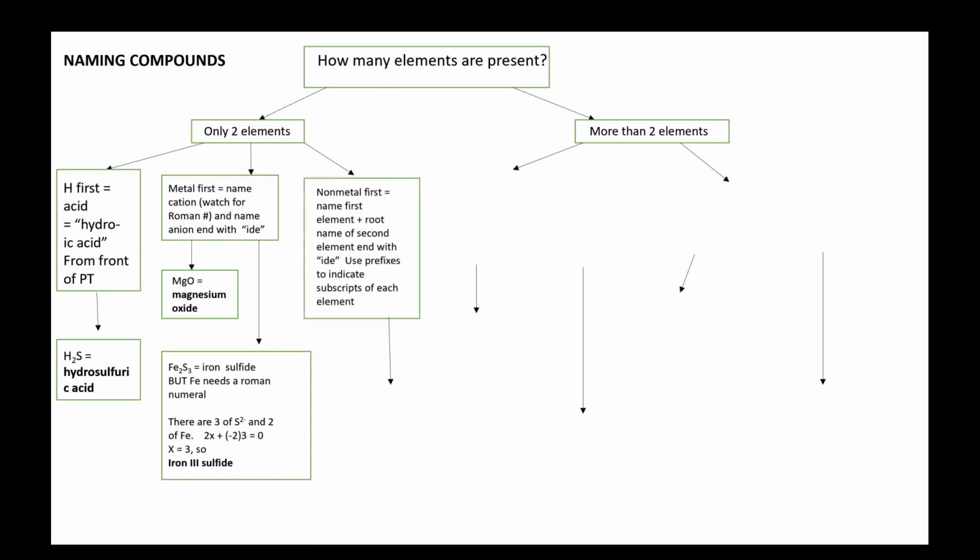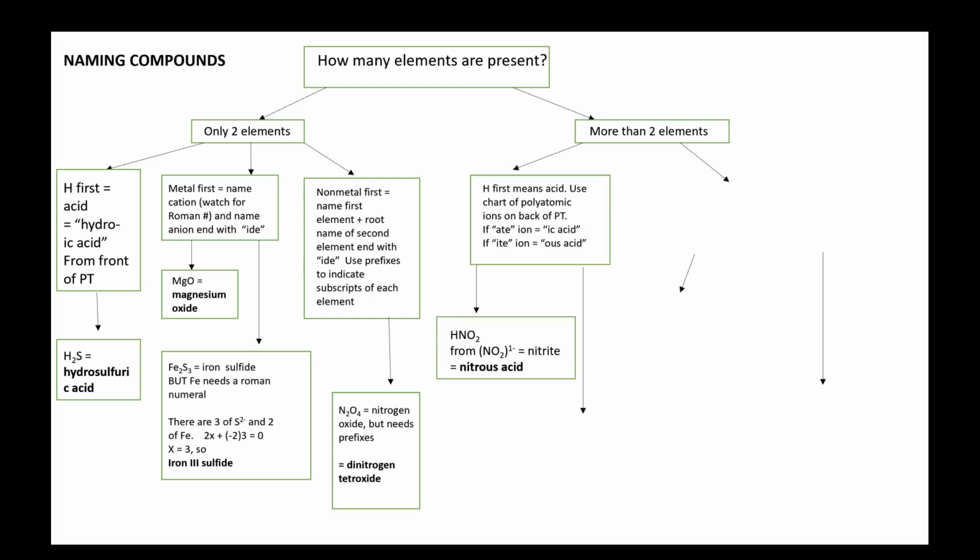If it's a non-metal first, you name the first element, you use the root name of the second element, and you end it with IDE, but you use prefixes to indicate the subscripts of each element. So N2O4, I see 2 capital letters. The first one is a non-metal, so nitrogen oxide. But I need prefixes, dinitrogen tetroxide.